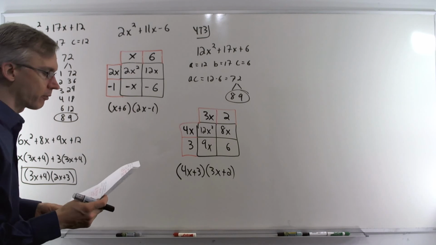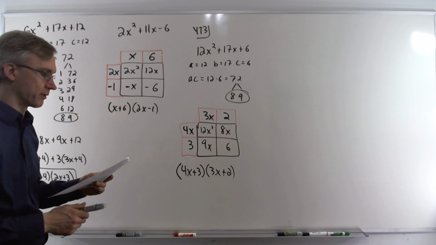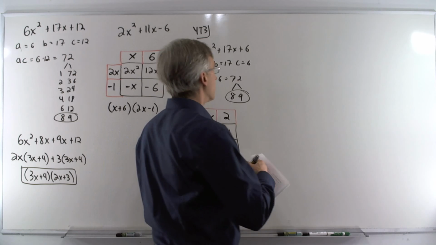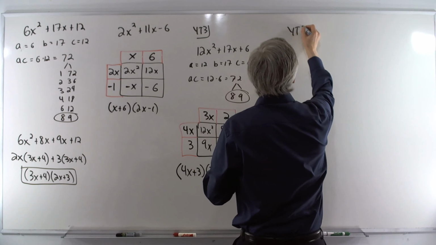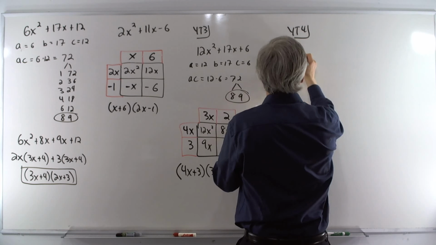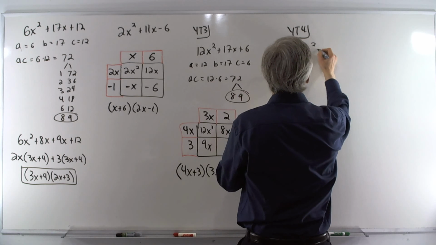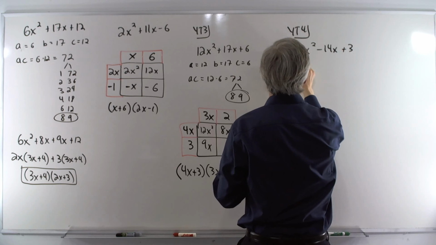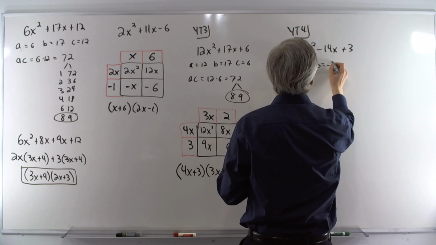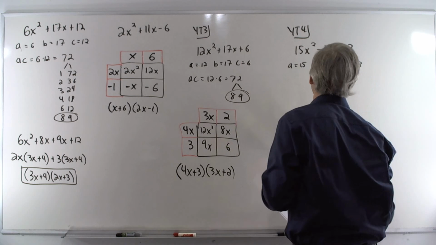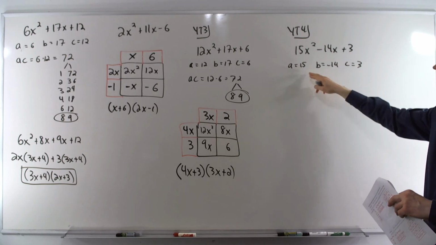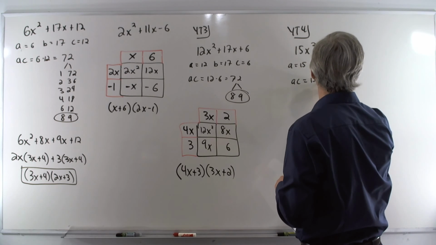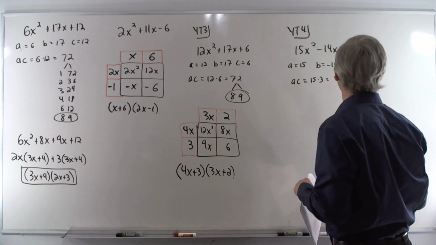Your turn number 4, we're going to go back to factoring by grouping on this one. 15x squared minus 14x plus 3. So there's our A, B, and C values, 15, negative 14, and 3. So we'll find AC. It's 45.